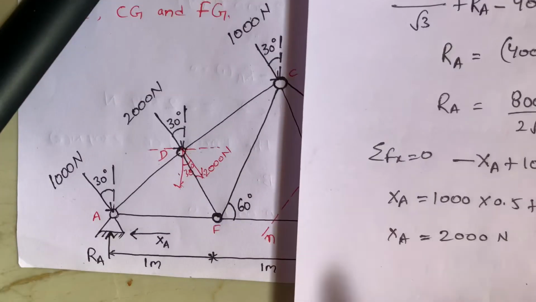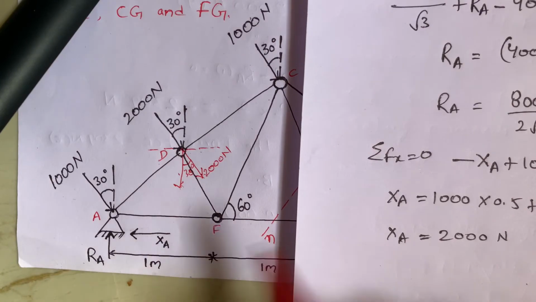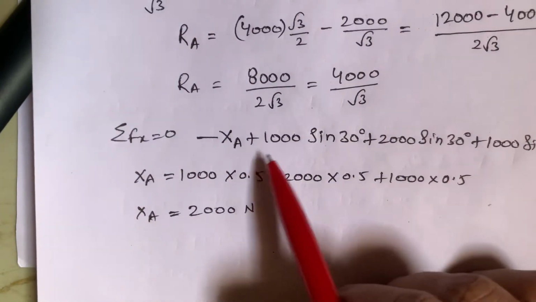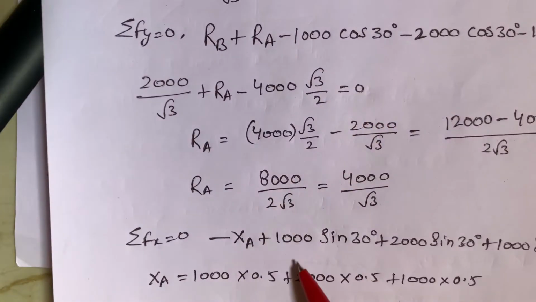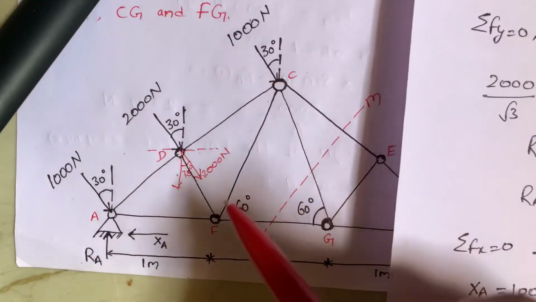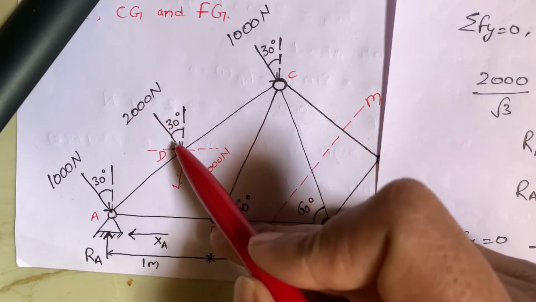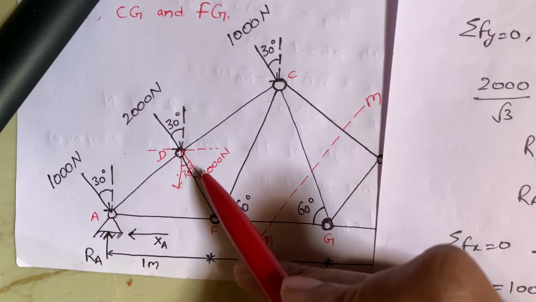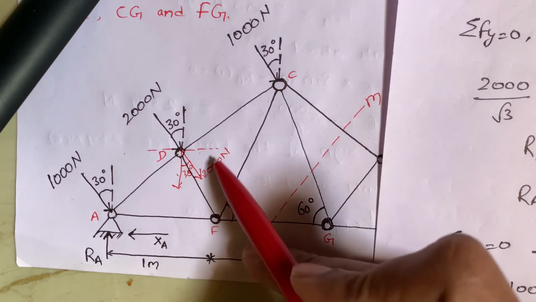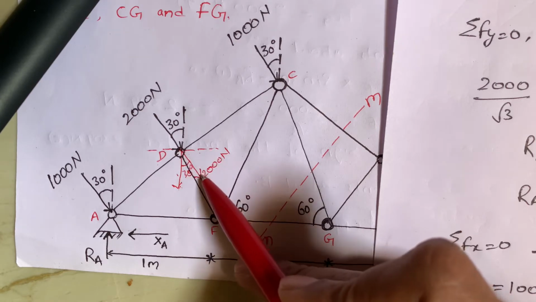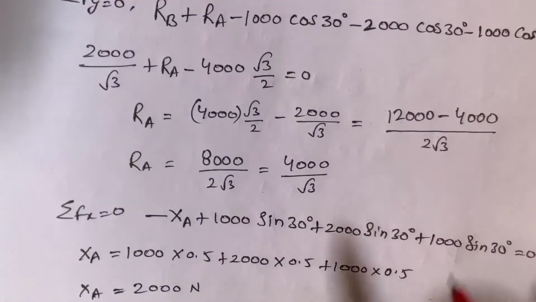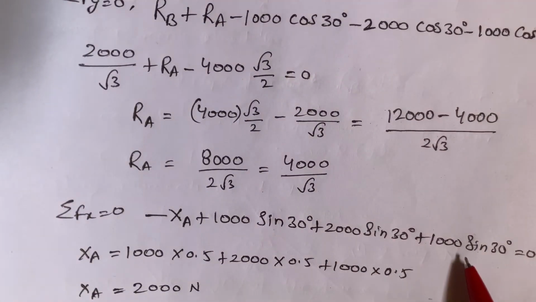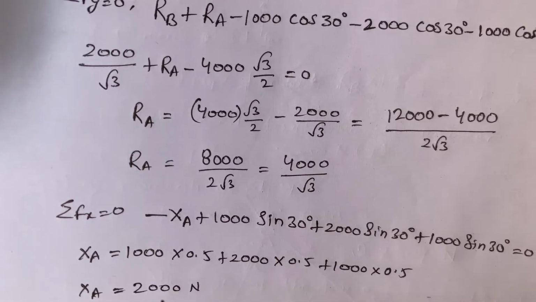So here XA, it is negative, left side is negative, plus 1000 sin 30. Same here, how we solve the equation, like that. If suppose this is 2000, I am resolving this force into X direction. So 2000 into sin 30, like that, 1000 sin 30. After solving this, I got XA value, that is 2000 newtons.